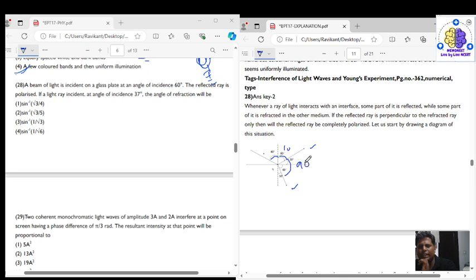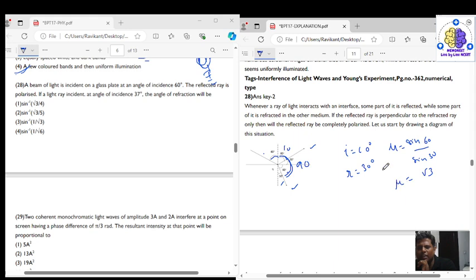Now if this is 90 degree, this whole angle is 180 degree, this is 90, this is 60, so this is 150, and if this is 150, this will be equal to 30, right? So now from here we can say that the incidence angle is equal to 60 degree, whereas the angle of refraction is equal to 30 degree. So from here we can find the refractive index of the medium, that is mu is equal to sine i, that is sine 60 upon sine r, which is sine 30, right? So this will be equal to root 3. So refractive index is equal to root 3.